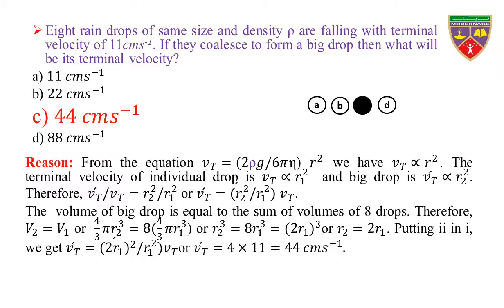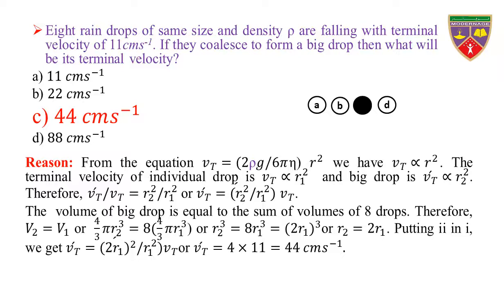The volume of big drop is equal to the sum of volumes of 8 drops. Therefore, V2 is equal to 8 V1, or 4 by 3 pi R2 cube is equal to 8 into 4 by 3 pi R1 cube, or we can write R2 cube is equal to 8 R1 cube, which is equal to 2 R1 whole cube, or R2 is equal to 2 R1.